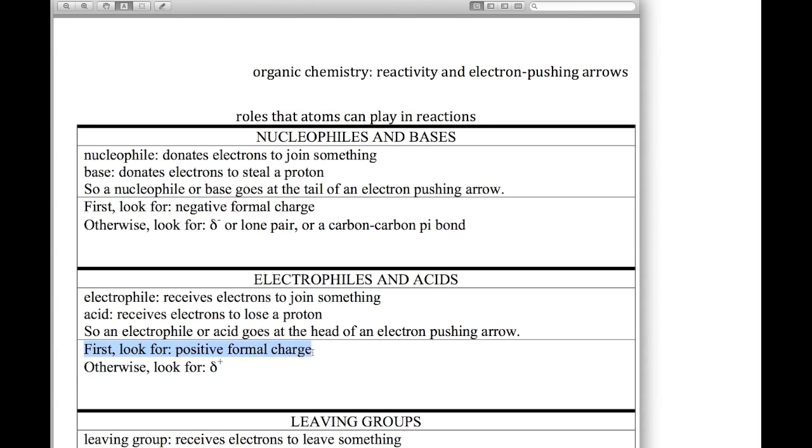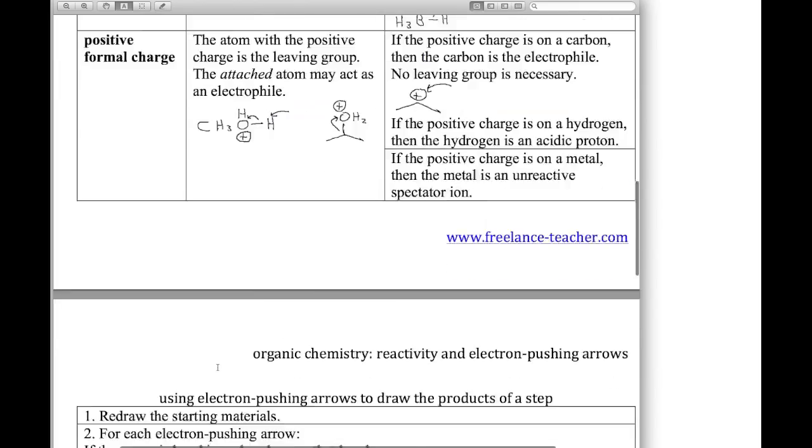First, for an electrophile, you would look for a positive formal charge, which would be drawn for you. But if you don't see a positive formal charge, then it's your job to assign the delta positives and the delta negatives, because those are not drawn for you. And that's what we did here. So we should also go to page 2.